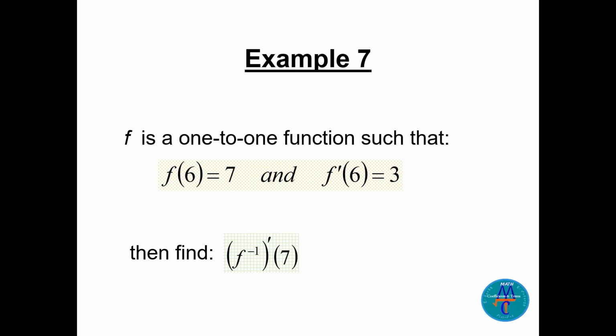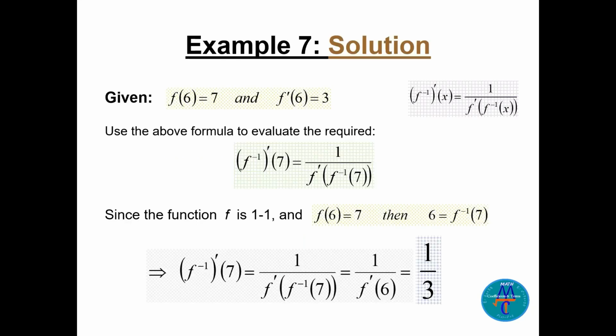Now example 7 says f is a 1-to-1 function such that f of 6 is equal to 7 and f prime of 6 is equal to 3. Let's find the derivative of f inverse at 7. Now this example is easier than example number 6. Here directly we go to the formula. We need the derivative of the inverse of this function at 7. So it will be 1 over f prime of f inverse at 7.